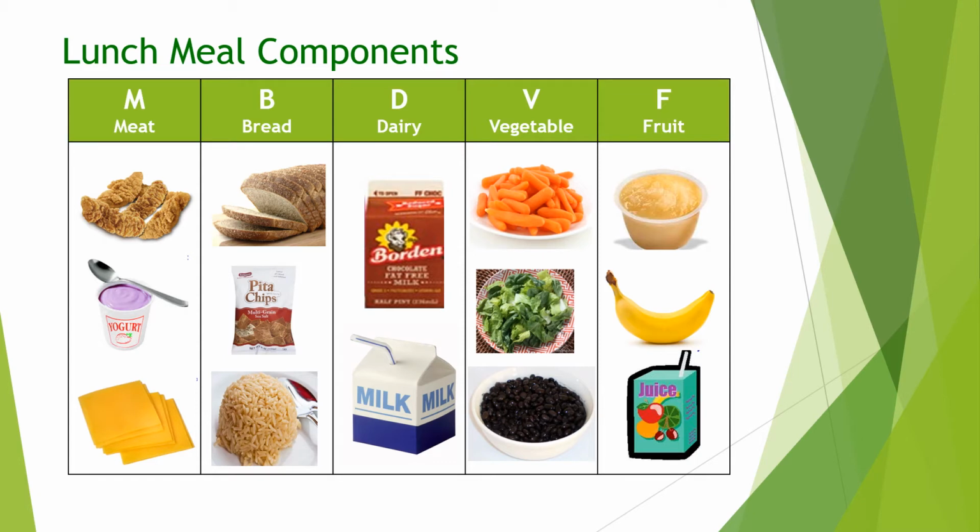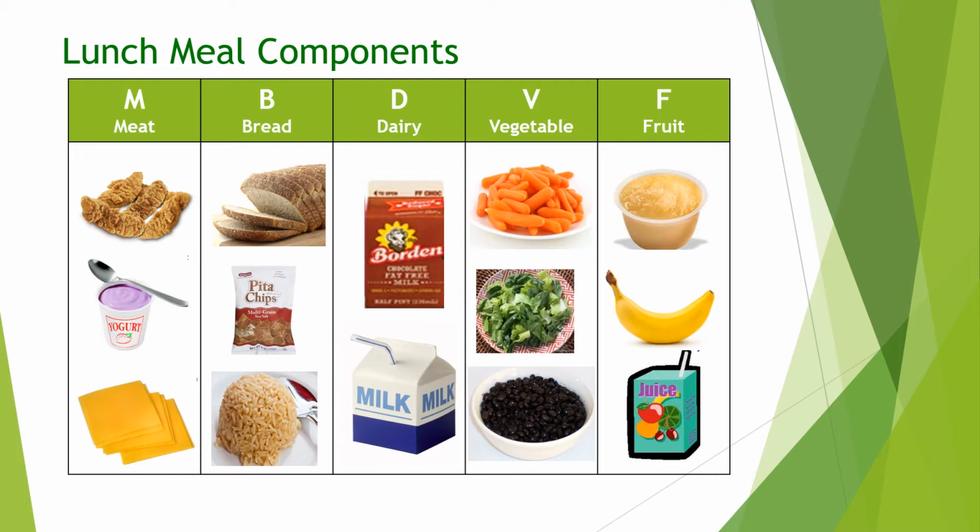This chart is an example of meal components offered for lunch. As you can see, under the meat component column, the items pictured are chicken tenders, yogurt, and cheese. Other items that fall under the meat component column include hamburgers, chicken wings, lasagna, spaghetti, beefaroni, and veggie burgers.